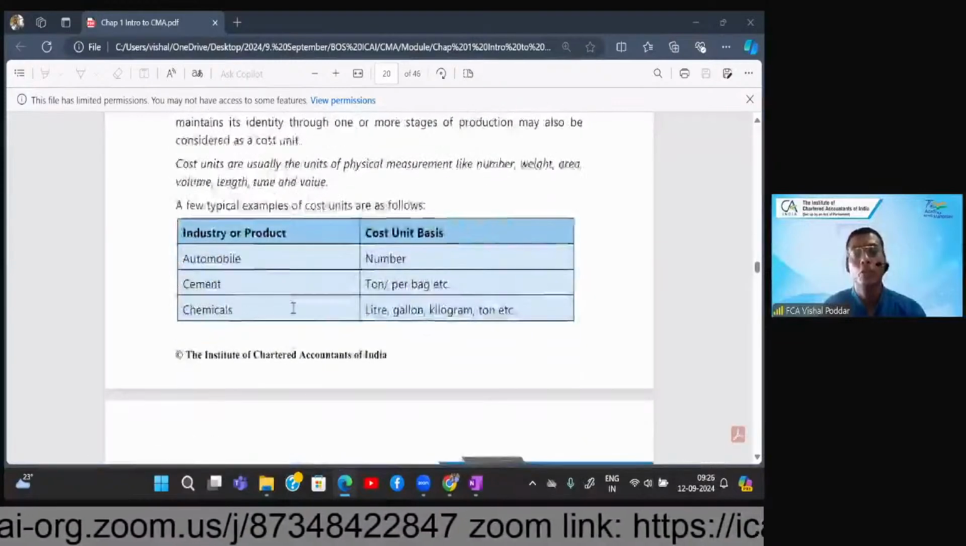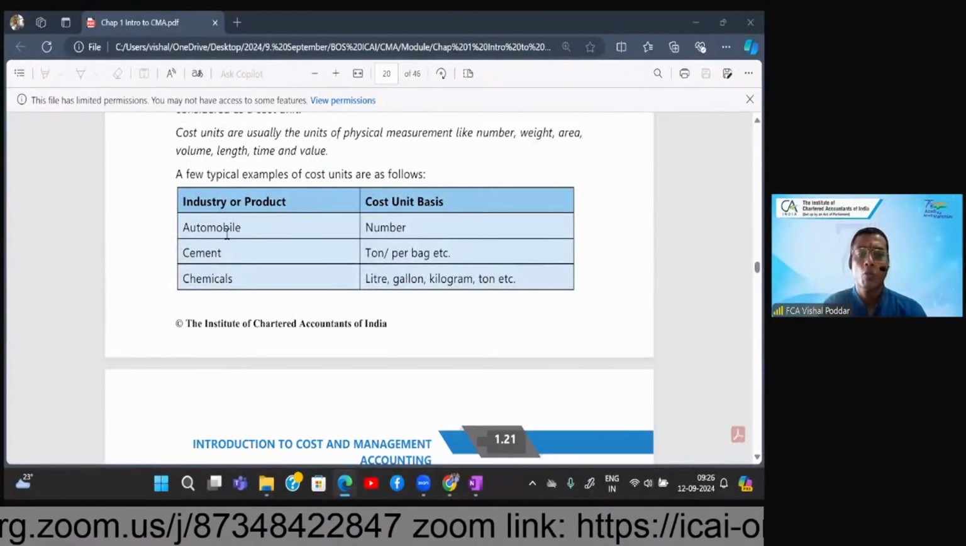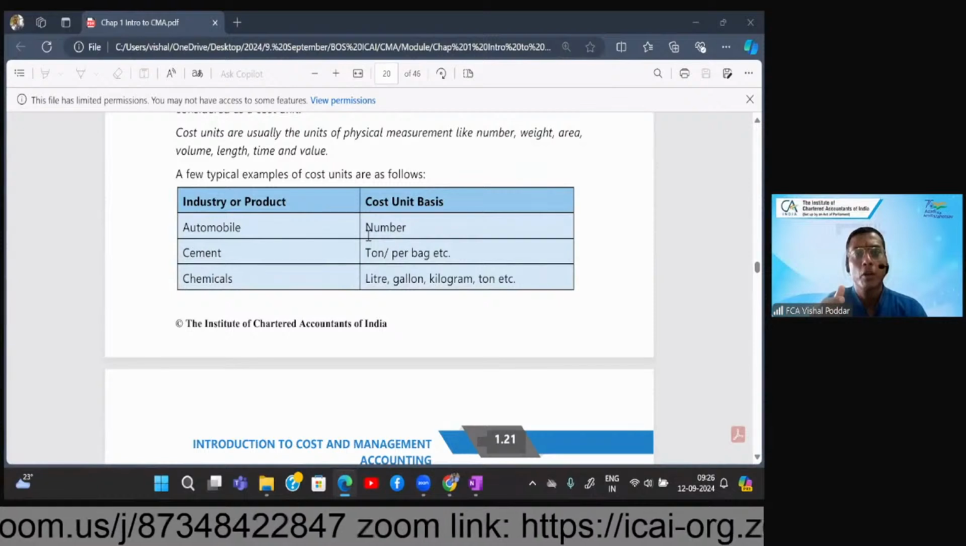Now this unit will change from product to product. So for automobiles, we always need to express the cost per piece.